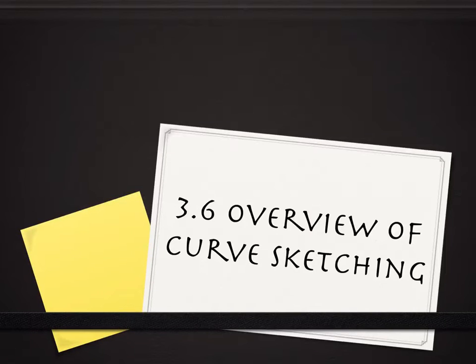All right, 3.6, last section of material in chapter 3 that we're going to do for this test anyway. And this is called an overview of curve sketching. Now here's the good news. You have a calculator, at least most of you do, and you're allowed to use it on the test. So you can confirm the things that you are doing in this section with your calculator.